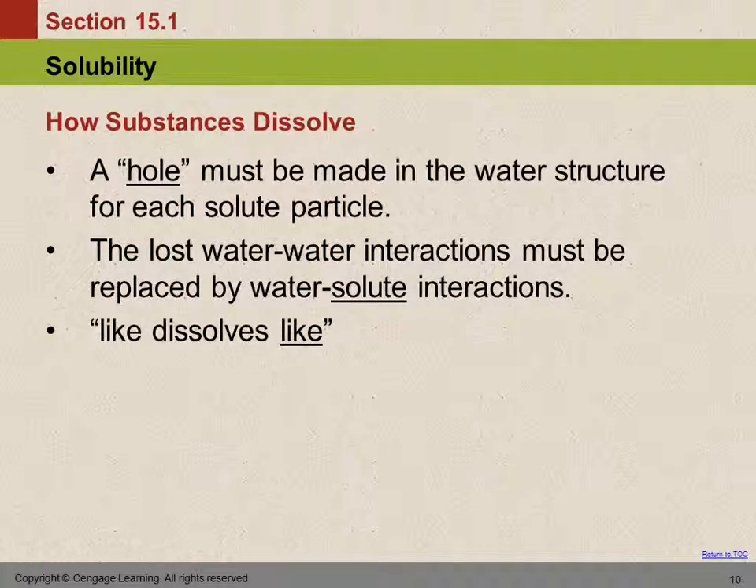So, in order for a substance to dissolve in water, we basically need to make a hole in the water structure for that solute particle to get in. And when we do that, we're breaking some of the interactions between the individual water molecules, and those need to be replaced by an interaction between the water and the solute. Now when we had an ionic compound, so here's water. And water can interact with the sodium ion because there's a partial negative here. So ions can dissolve in water because there is this force of attraction between the charges that replaces the broken hydrogen bonds.